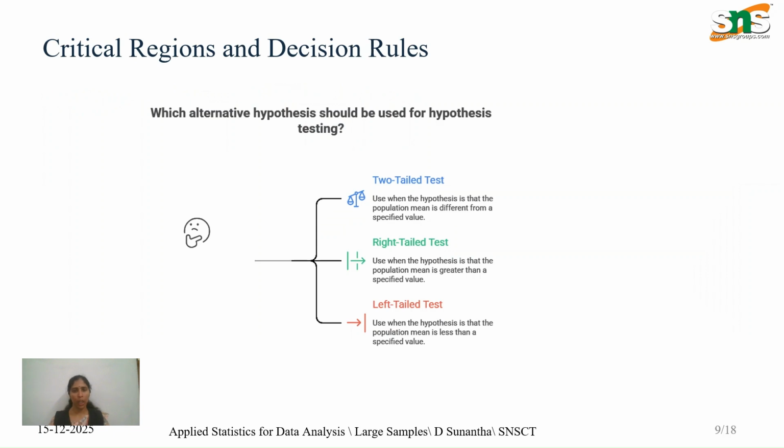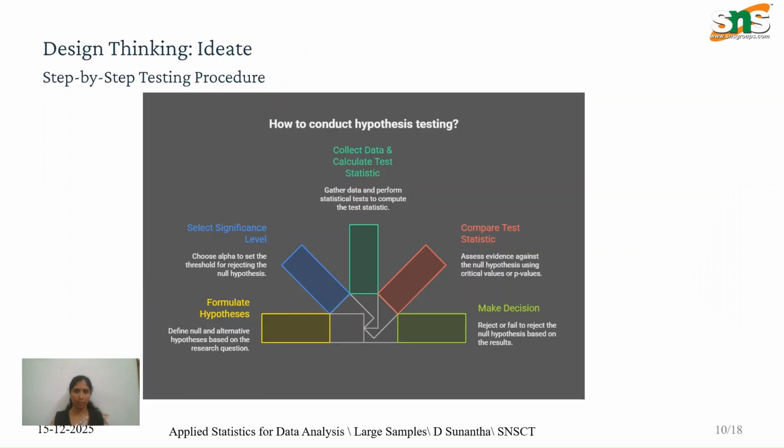So here are the two types of tails. One is the two-tailed test and the other one is the single-tailed test. Again, the one-tailed test is divided into right-tailed and left-tailed. When the hypothesis is that the population mean is different from a specific value, we use the two-tailed test. If the population mean is greater than the specified value or lesser than the specified value, we will use the one-tailed test. If it is greater, we use right-tailed. If it is less than, we'll use the left-tailed test.